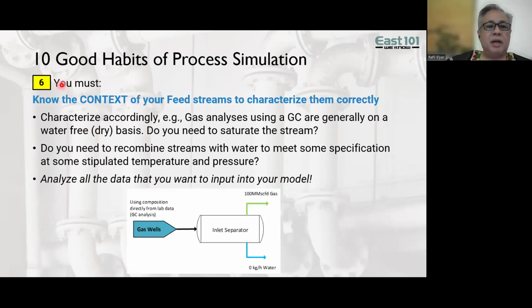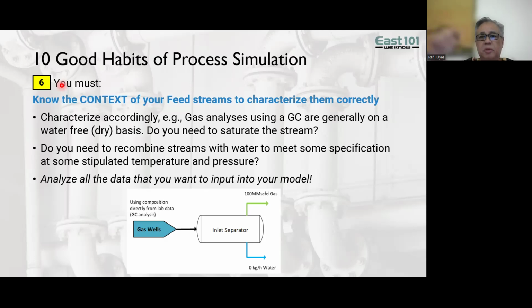Okay, good habit number 6. Now this is really important, I think, for all areas. I noticed that there are some people from refineries over here, and the characterization of your refinery feedstock is non-trivial. Your crude oil contains about 30,000 different components, and you need to make sure that they're characterized accordingly, because you're not going to punch in 30,000 different molecules in there.